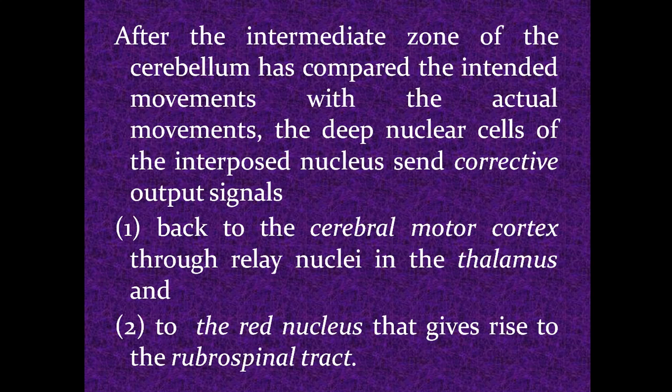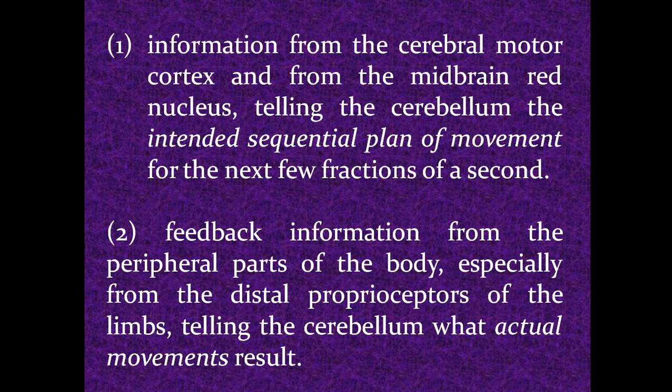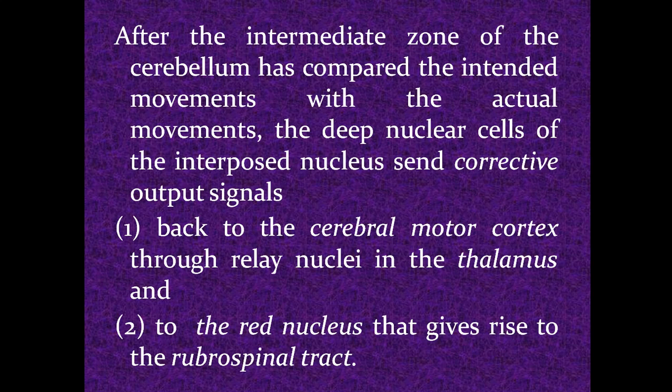So the cerebellum plays a corrective role for this motor signal. It compares the information from the motor cortex about the intended sequence with the feedback from the peripheral parts about what actually happens, and accordingly it sends a corrective output signal.